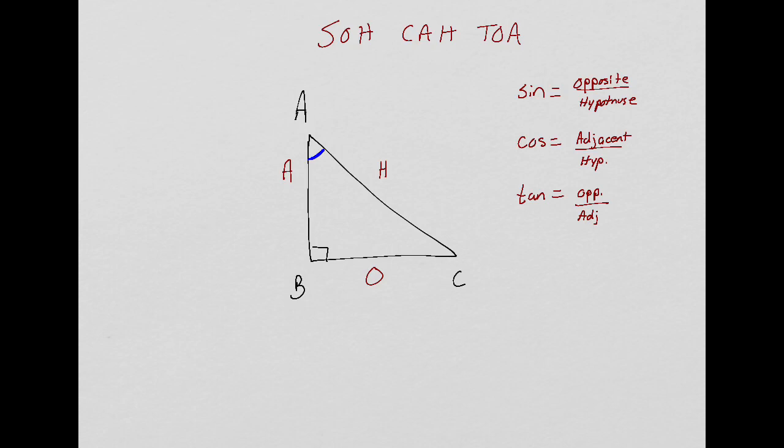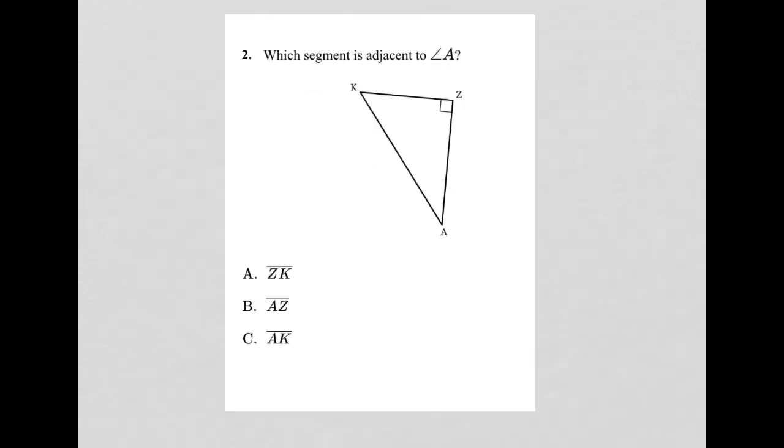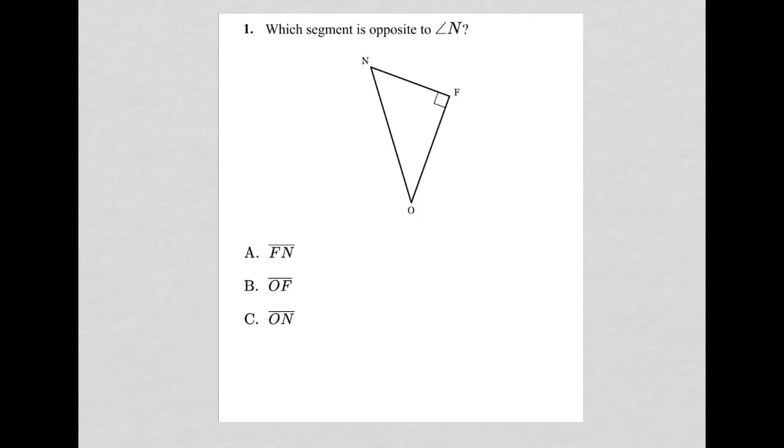Today we're going to work at getting good at finding these fractions and learning our sine, cosine, and tangent ratios. So let's come back to this first problem. It says which segment is opposite of angle N. So I'm going to mark angle N here. Of course, we know that this is the hypotenuse. Opposite of N is across from that angle, which is side FO or OF.